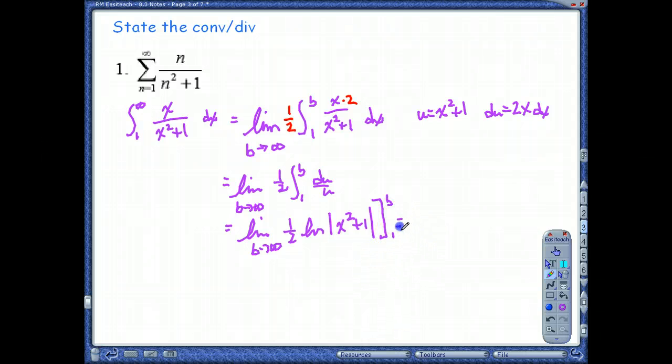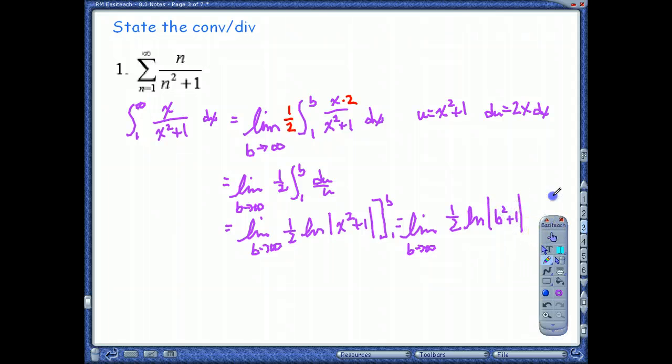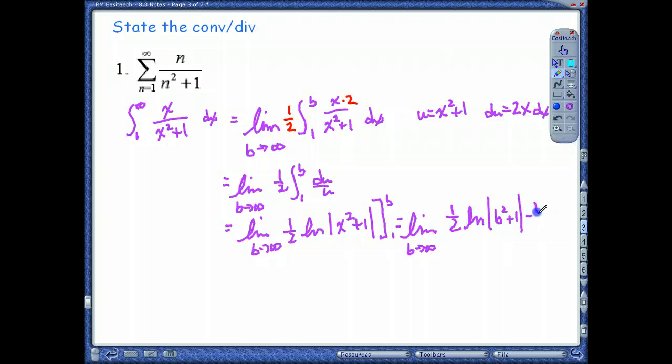Okay. So when I sub those in, limit as b approaches infinity of 1/2 natural log of b squared plus 1, minus 1/2 natural log of 1 squared plus 1. Whew, barely scraped that on there. Okay, so when I look at that, I'm going to have the limit as b approaches infinity of 1/2 natural log of b squared plus 1 minus 1/2 natural log of 2.